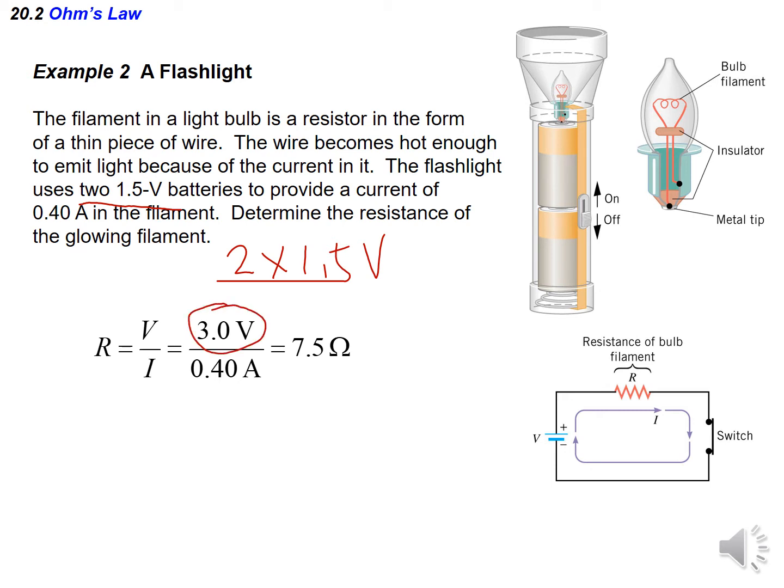And then also given in the problem is the value of the current. So current is equal to 0.40 ampere. So we are asked to get the resistance. So resistance is simply voltage divided by current. So voltage again is equal to 3.0 volts, that is twice the 1.5 volt battery. And then current is 0.40 ampere. So 3 divided by 0.40 ampere, the value of the resistance is 7.5 ohms.